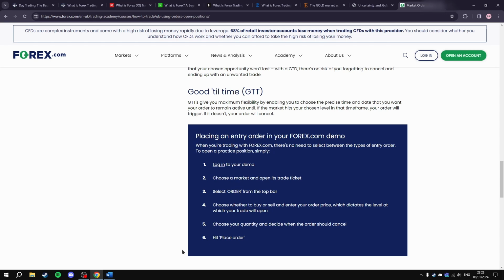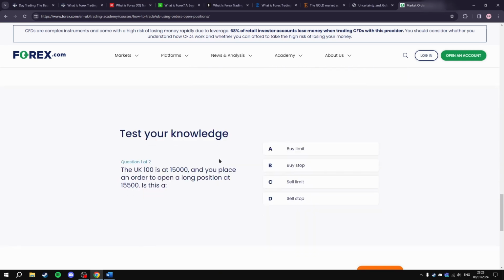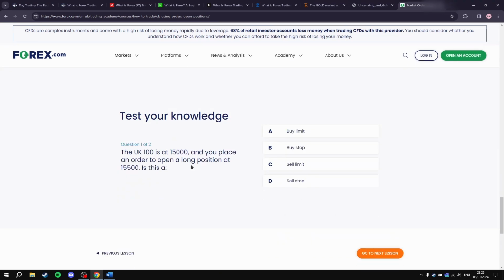Place an entry order in a Forex.com demo. When trading on Forex.com, there's no need to select between types of entry order. To open a practice position, simply log into your demo, choose a market and open its trade ticket. Select the order from the top bar, choose whether to buy or sell, and enter your order price, which dictates the level at which your trade will open. Choose your quantity and decide when the order should cancel. Hit place order.